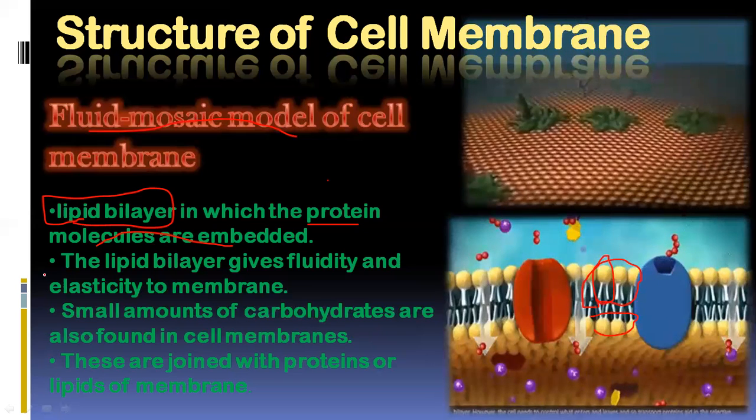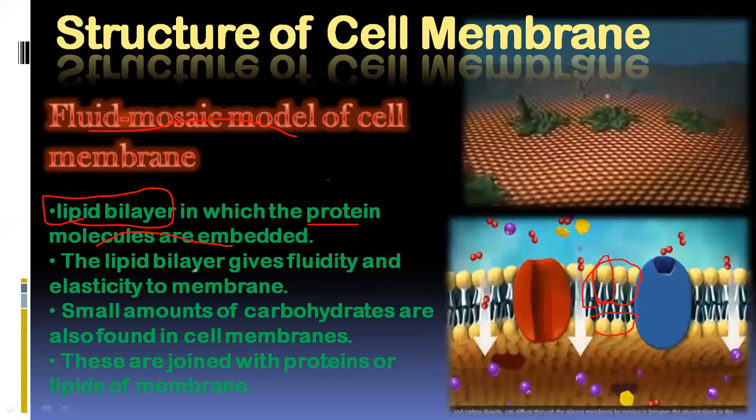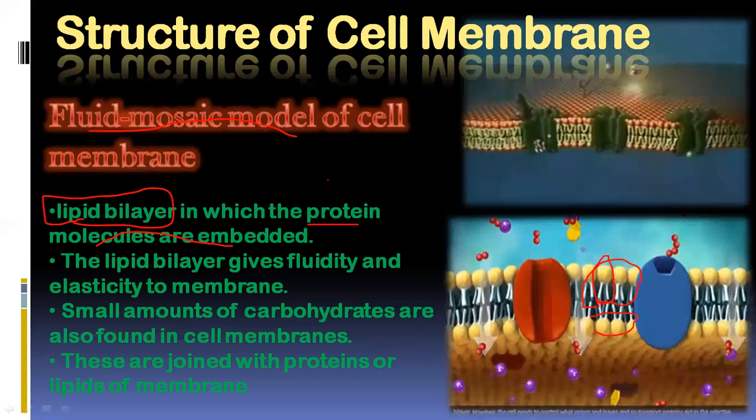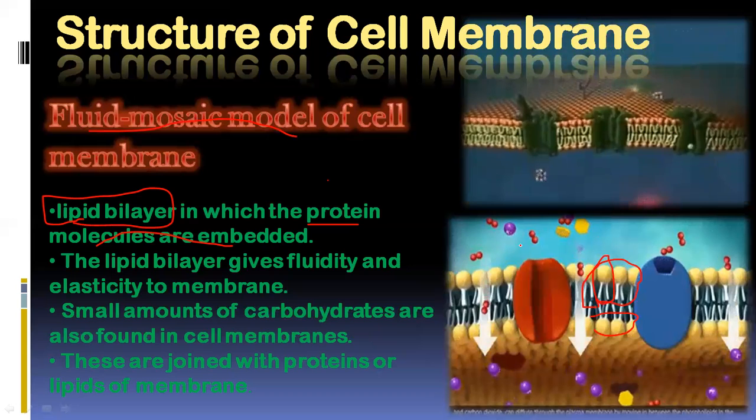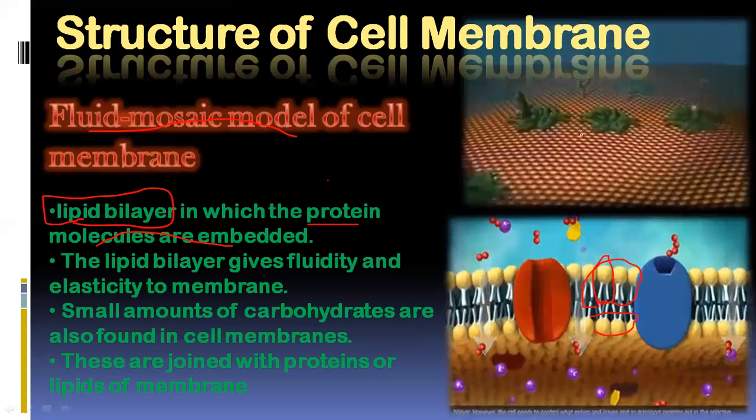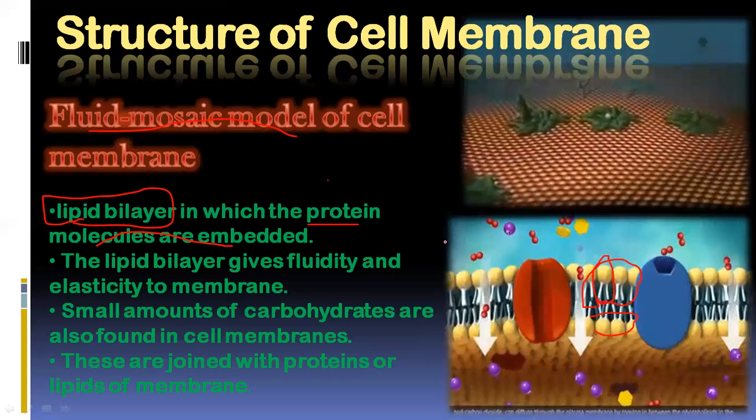What is the function of the lipid bilayer? It gives fluidity and elasticity to the membrane. Look how it is moving in the cell, because all around there is water, so it moves like this, it gives fluidity, and it can change its shape a little.